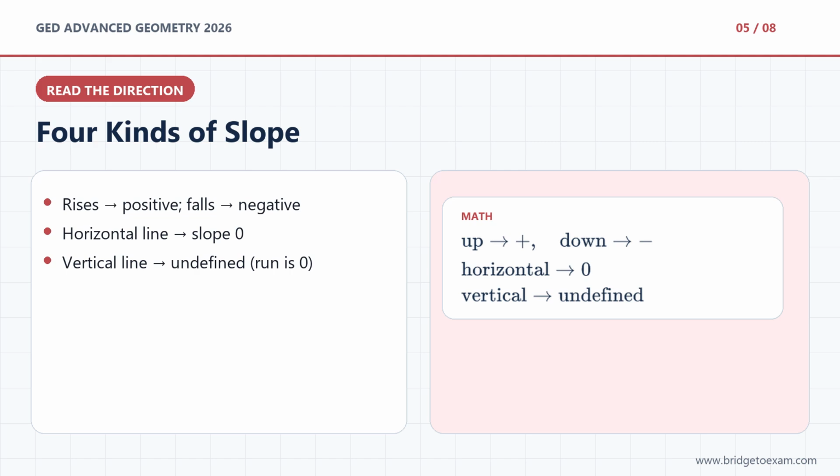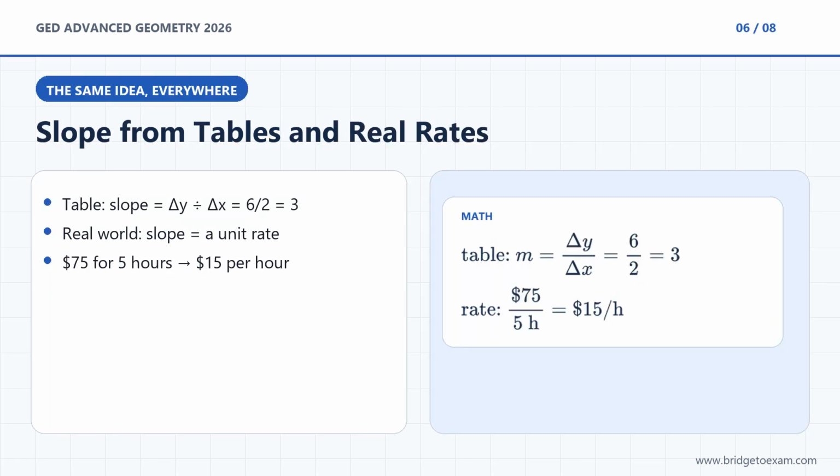Every line falls into one of 4 cases, and you can read them at a glance. A line that rises from left to right has a positive slope. A line that falls from left to right has a negative slope. A flat horizontal line has a slope of 0 because there is no rise. And a straight up vertical line has an undefined slope because the run is 0 and we cannot divide by 0.